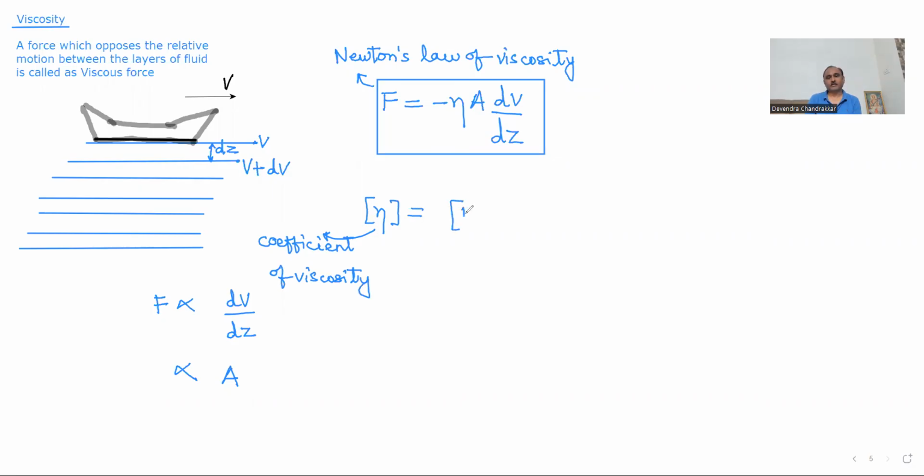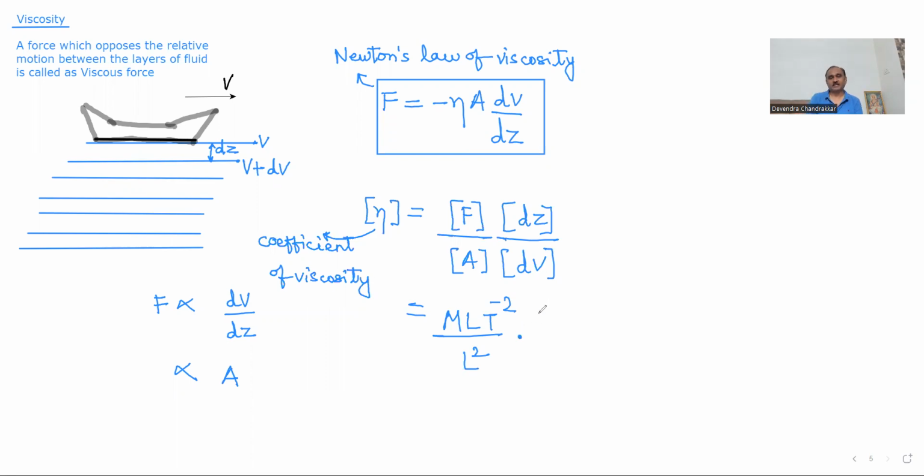This is the dimension of F upon the dimension of A into the dimension of dz upon the dimension of dv, right? What is the dimension of F? It is MLT to the power minus 2. What is the dimension of area? It is L to the power 2. dz is the change in length, change in height, so it is L. And what is v? It's LT to the power minus 1. So this is M to the power 1.